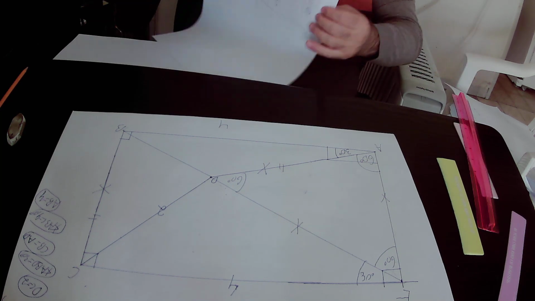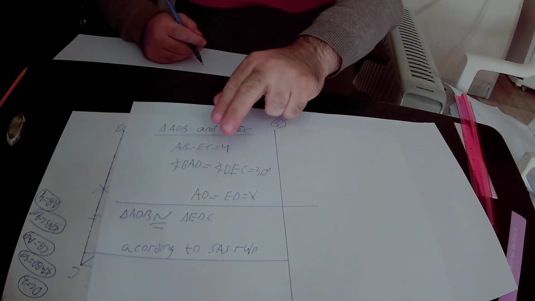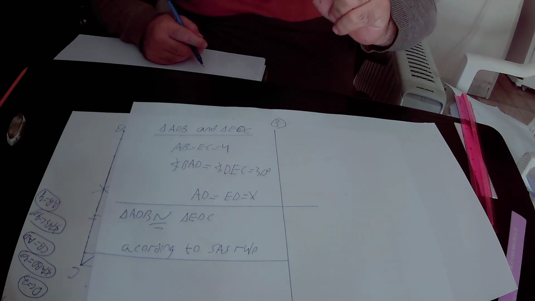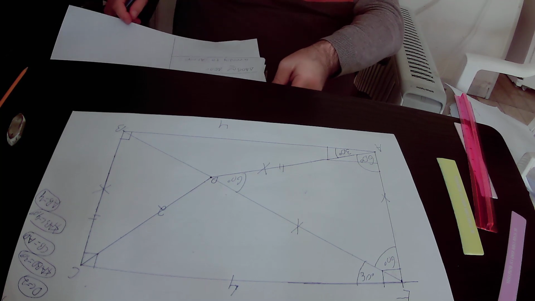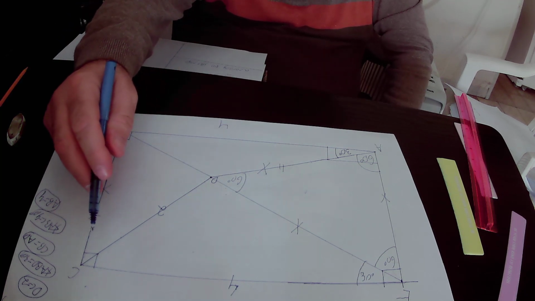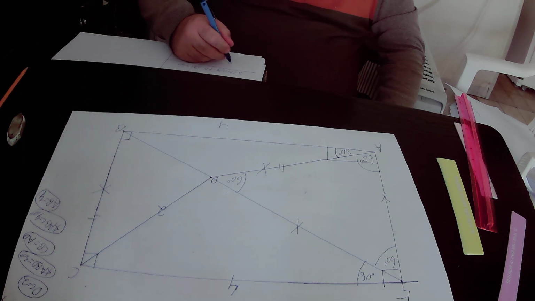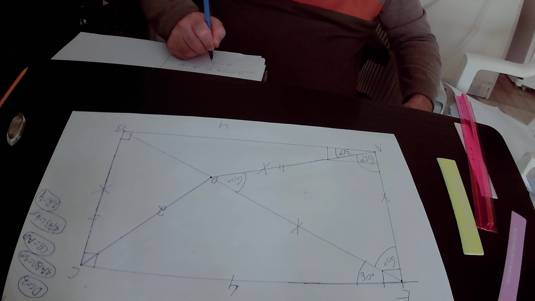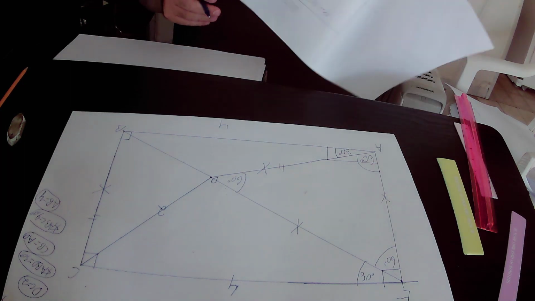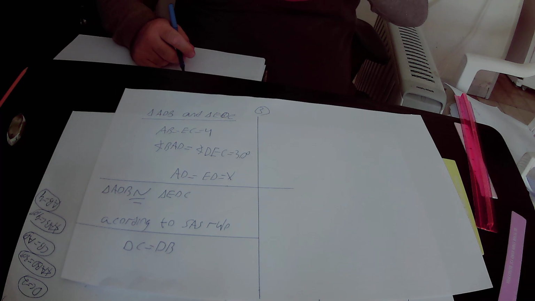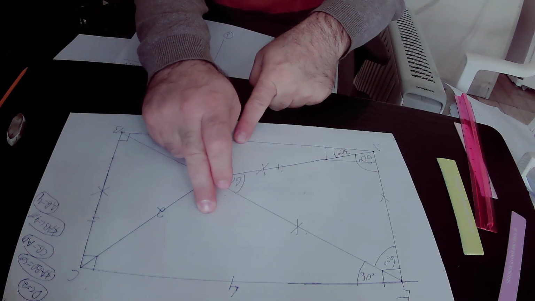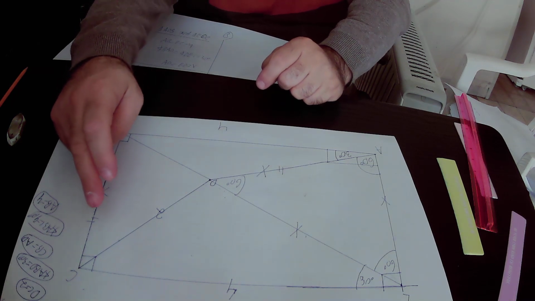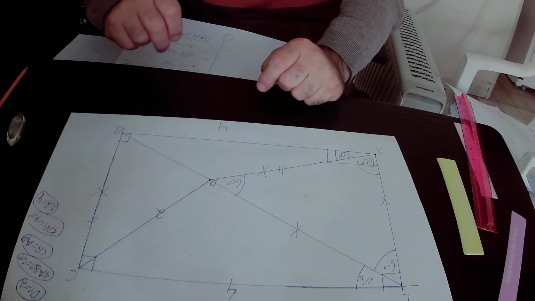I will repeat again. We proved the triangle ADB congruent to triangle EDC according to the side-angle-side rule. From the fact that those two triangles are congruent, we will conclude that DC equals DB, according to the rule that corresponding sides in congruent triangles are equal to each other. Therefore the corresponding sides, CD and DB, are also equal to each other.